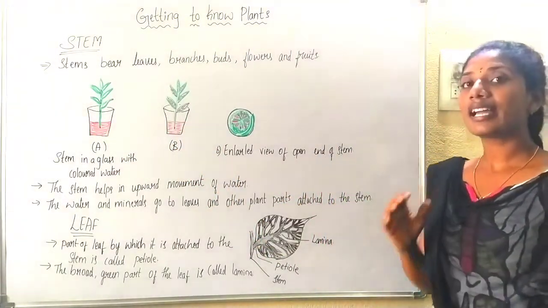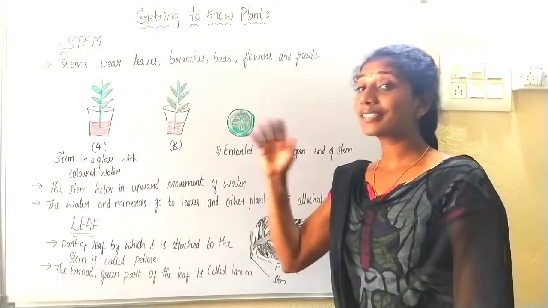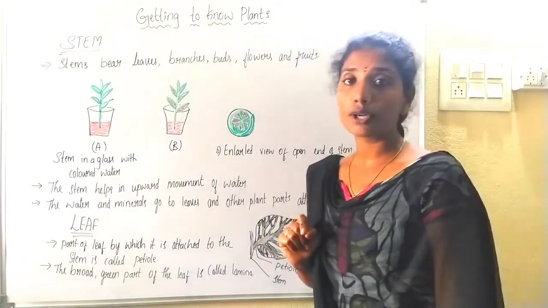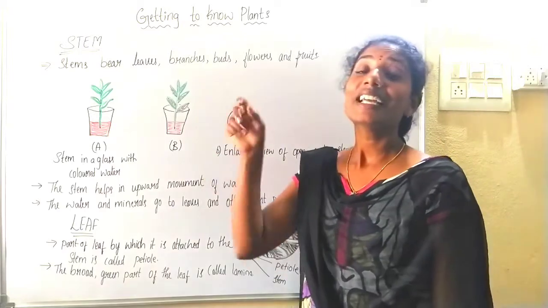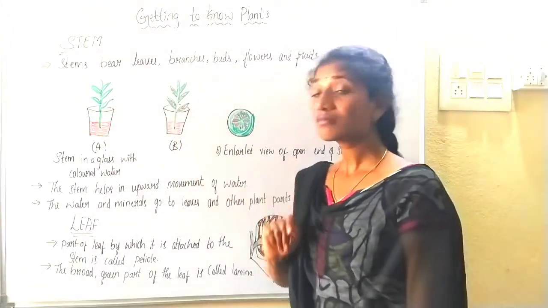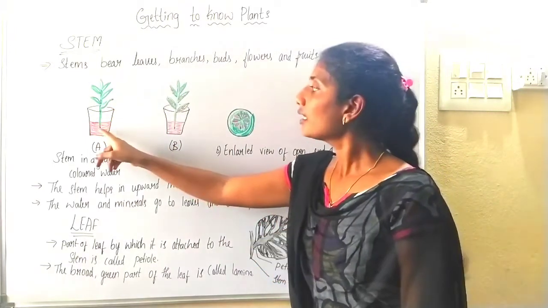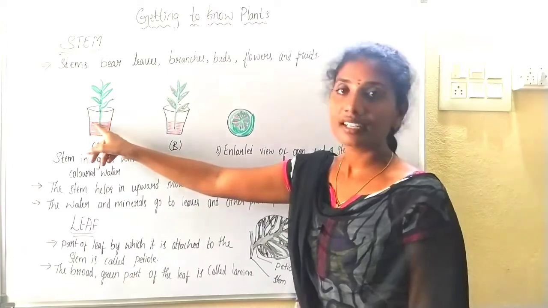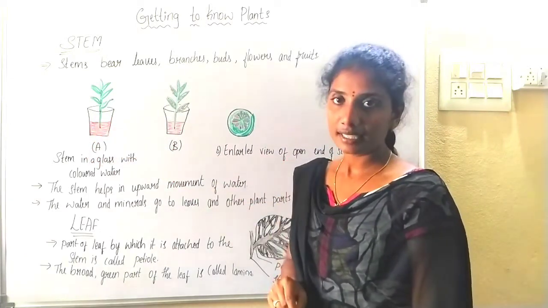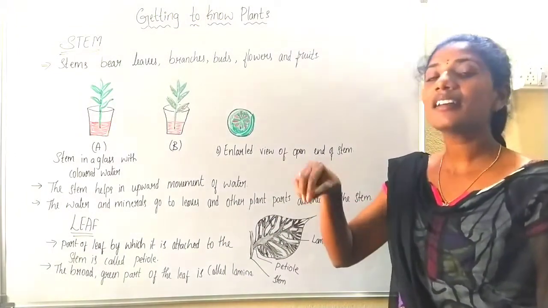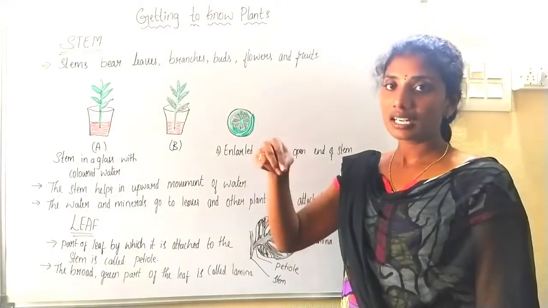Here the experiment is to check the function, right? To detect the function of the stem, we are going to add ink to the water which we added to the container. I have taken a red ink, and I have added red ink to the container. So what happens when we add red ink to the container?